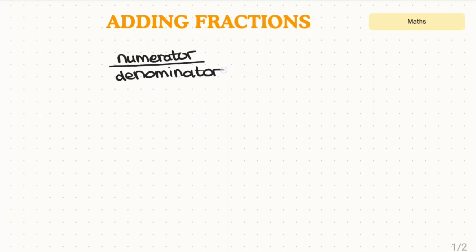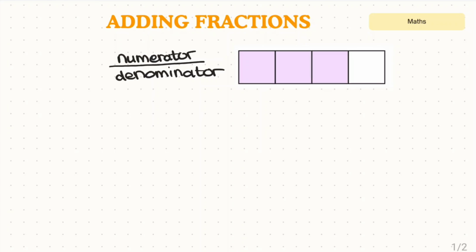The easiest thing to remember is that the denominator is always how many different parts the shape or the whole was cut into. In this example, our rectangle was cut into 4 equal parts. That means our denominator is 4. And the numerator is usually the parts of the whole.